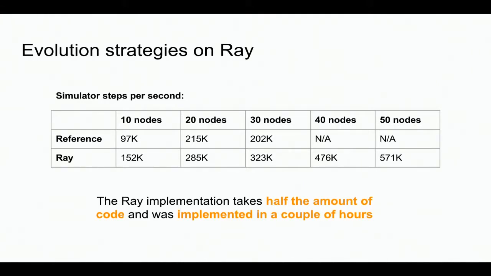One of the benefits of using Ray is also that it scales much better. So both on the same number of nodes, we get a higher number of simulation steps per second. And also, the reference implementation actually doesn't scale beyond 30 nodes, whereas with Ray, we can, for example, easily scale on 50 nodes and get over 500k states per second.